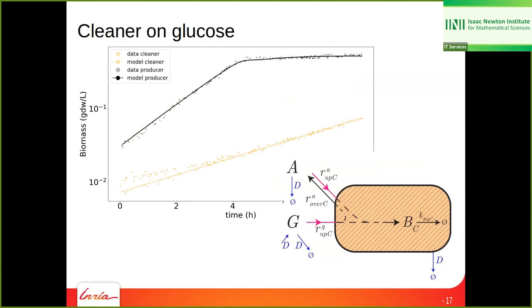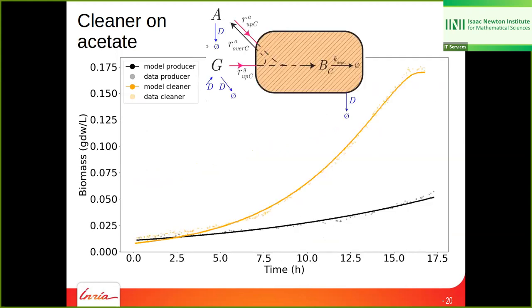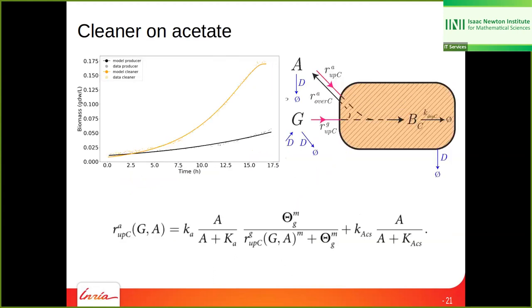So what does the cleaner growth on glucose look like? Here you see basically the biomass of the producer building up versus the cleaner in glucose in batch. And the only difference between the producer and the cleaner is that the cleaner has a slightly lower maximal glucose uptake rate. And in terms of acetate, it's not exactly the same. There we see that the cleaner grows faster on acetate than the producer. And what we did there is instead of changing this maximum glucose uptake rate, we added an additional term for acetate uptake, which is not subject to carbon catabolite repression.